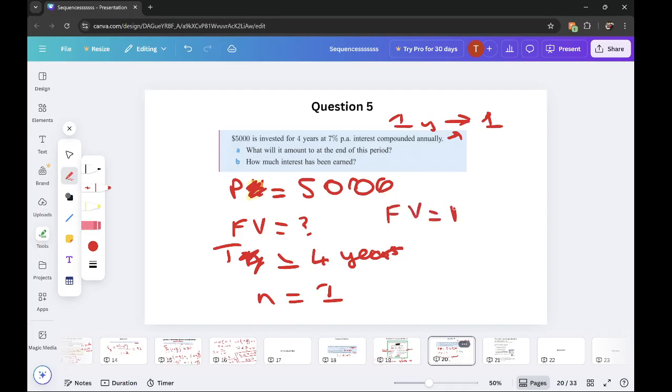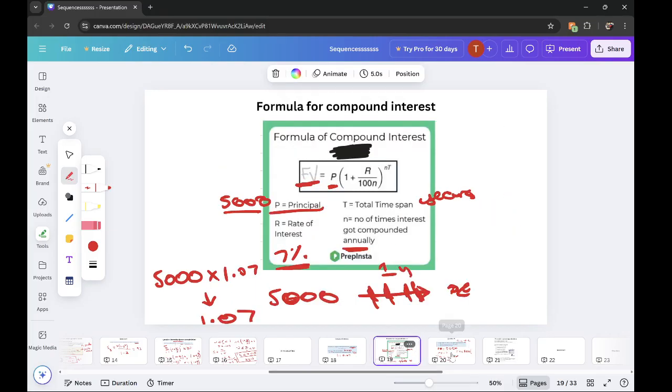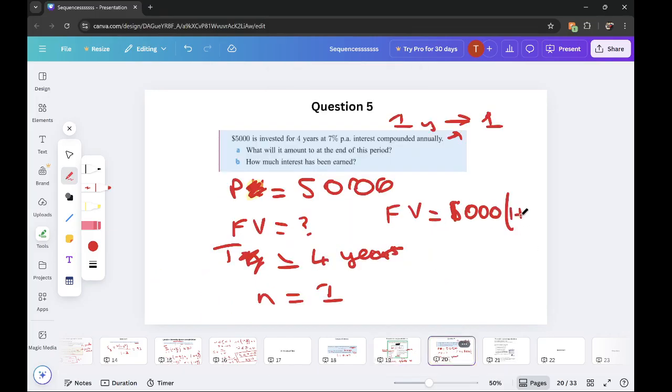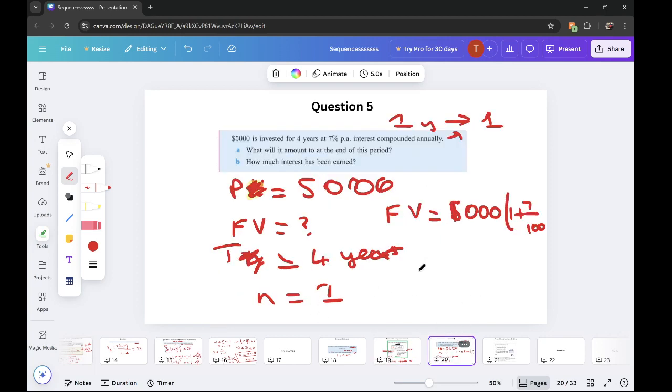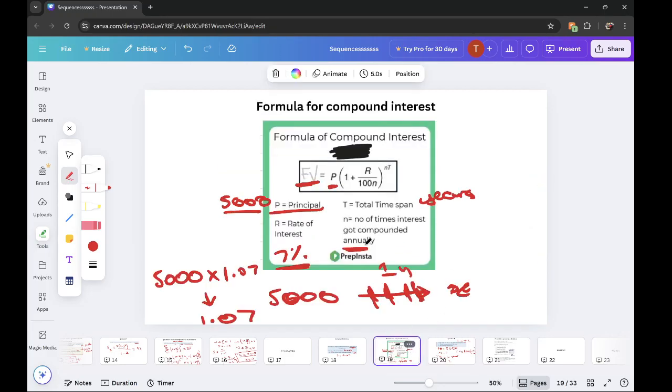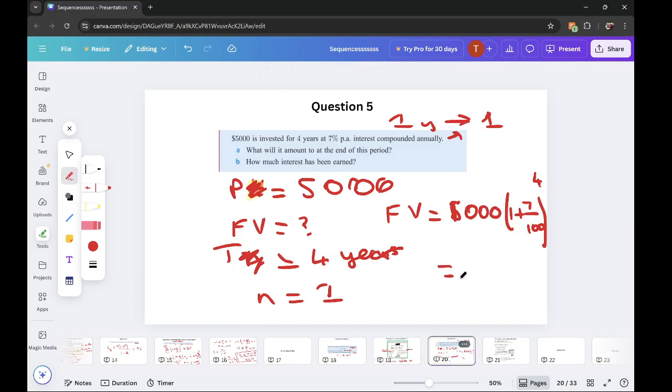So now we do our equation. FV is equal to P, so 5,000 times by 1 plus 7%, 7 over 100, times N is just 1, so we can leave it at that, to the power of 4, as it's T times N, and N is 1, T is 4. So to the power of 4, which should get us our value. Enter into the calculator.